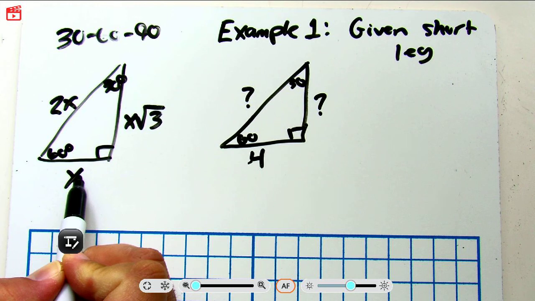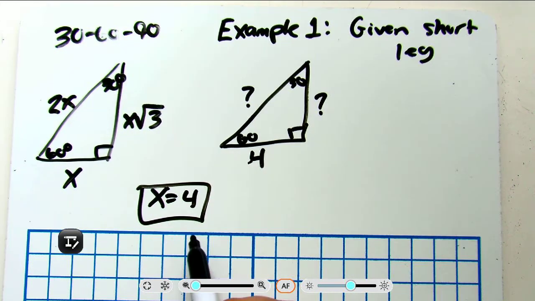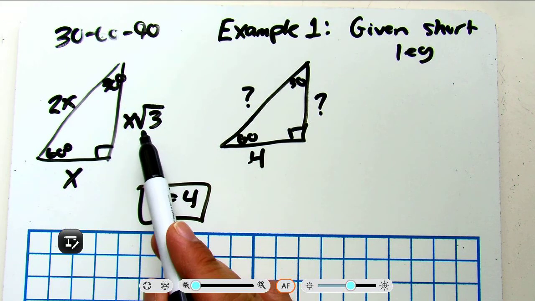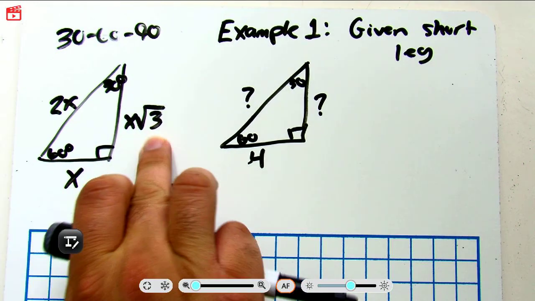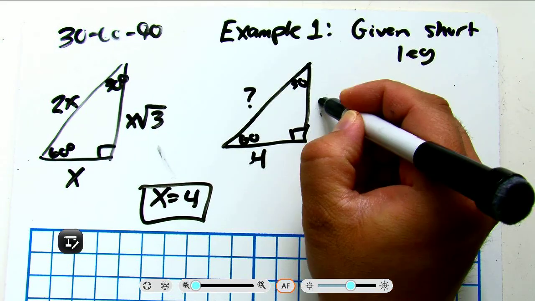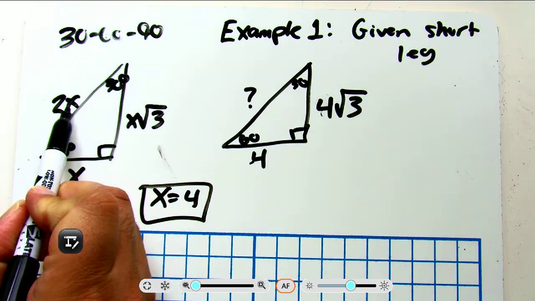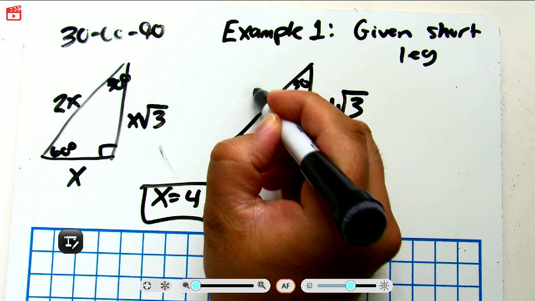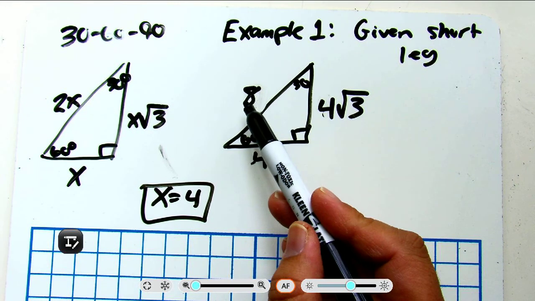Knowing what x is, I could find the other two sides by substituting what x is. So if I plug in 4 here, I would get 4 square root 3. And if I plug in 4 right here, I would get 2 times 4, which is 8. So I found all my sides. 8 is the hypotenuse, 4 square root 3 is the long leg, and my short leg is 4.